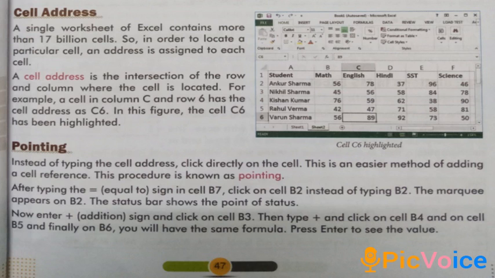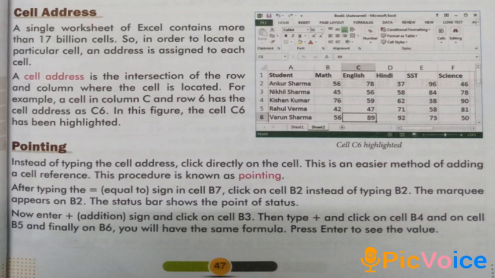Pointing. Instead of typing the cell address, click directly on the cell. This is an easier method of adding a cell reference. This procedure is known as pointing. After typing the equal to sign in cell B7, click on cell B2 instead of typing B2. A marquee appears on B2. The status bar shows the point status.